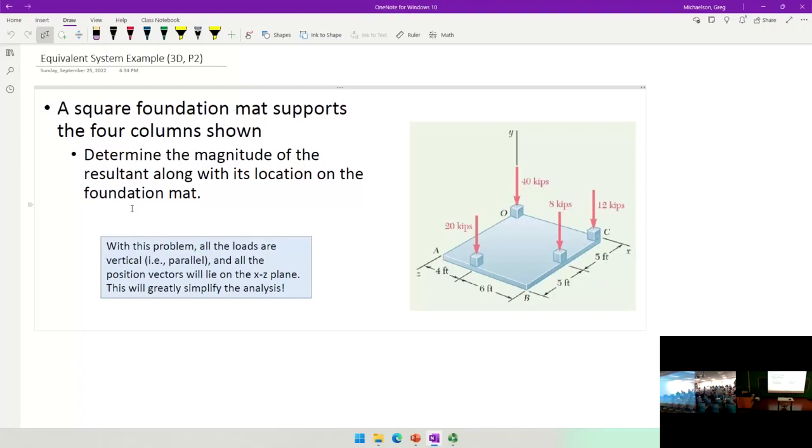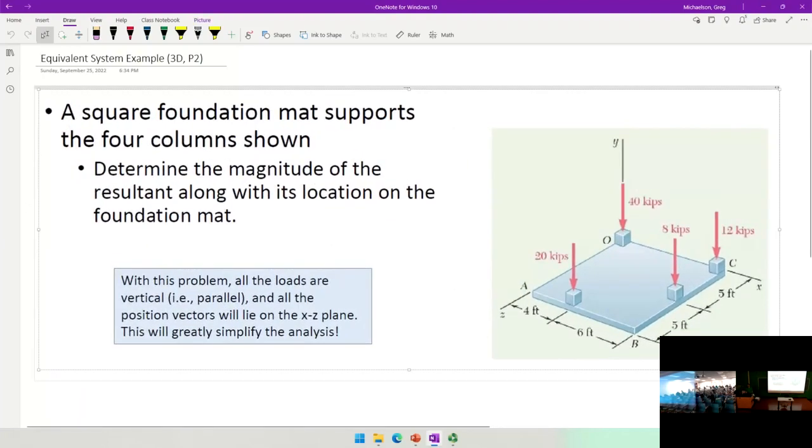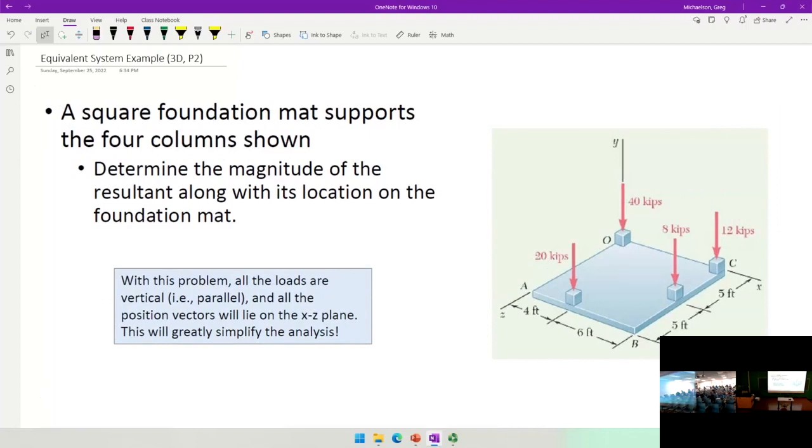We could actually probably come up with these on our own and handle this one in class. Okay, so let's take a little bit of context here for this problem. We have a square foundation that supports 4 column loads that are shown. And to be clear, this is a very real-world problem in the land of civil engineering.